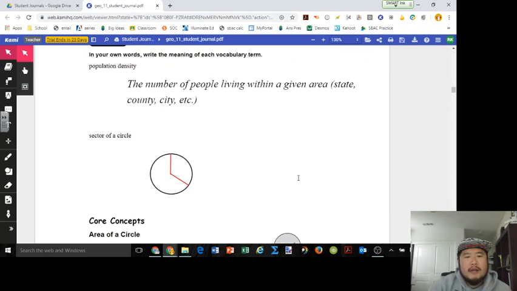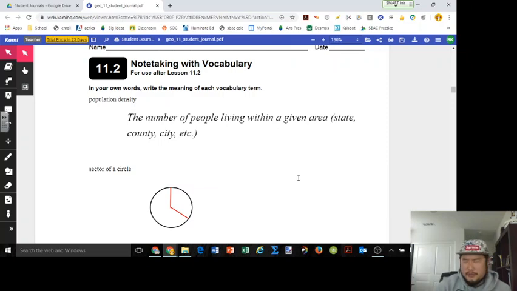Our next term right here, sector of a circle. You can see I drew a circle, and within this circle, I have two rays. And if I highlight this right here, that would be considered the sector. And so what I could find after today, using a particular equation, is to find what is the area of that piece of the circle, which is what we consider the sector.